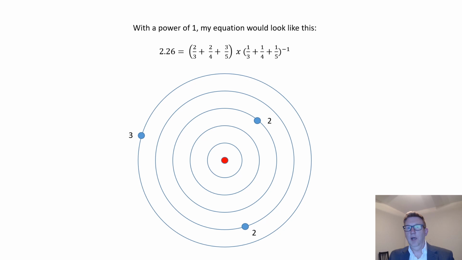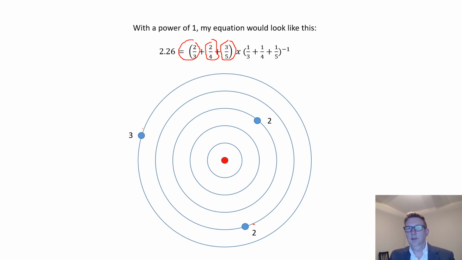I have a value of 2, that's 3 units away, so that's here. I have a value of 2, that's 4 units away, so that's here. And I have a value of 3, that's 5 units away, so that's here. So I add these together, 2 over 3, 2 over 4, 3 over 5. And I multiply that by essentially their distance.